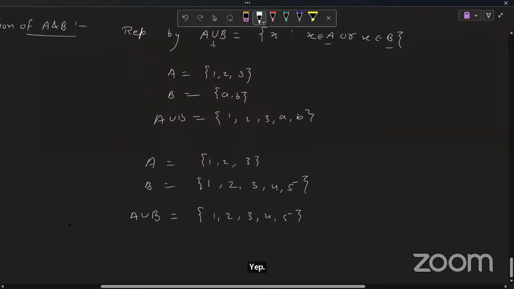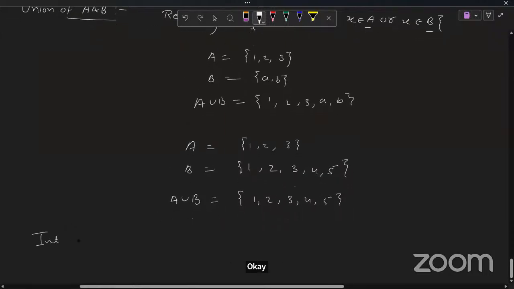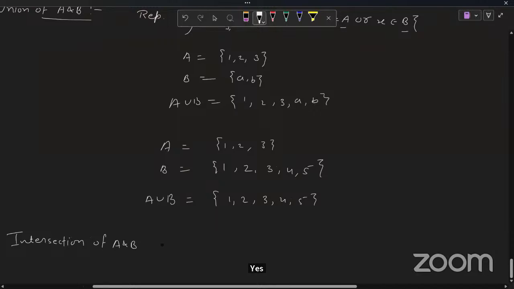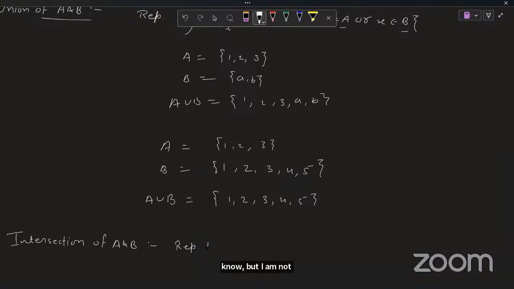Yes, sir. I have a question. I know what injective, bijective, and surjective are, but I cannot use them with numerical values. Can you explain? I know the definitions, but I have not used them with numerical values in a function. Okay, I will tell you whenever I discuss functions.